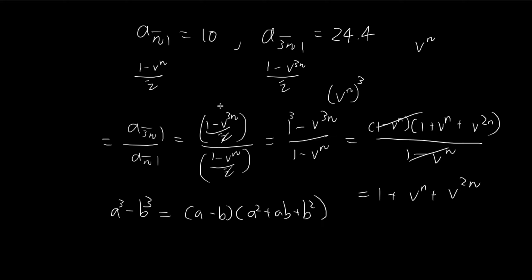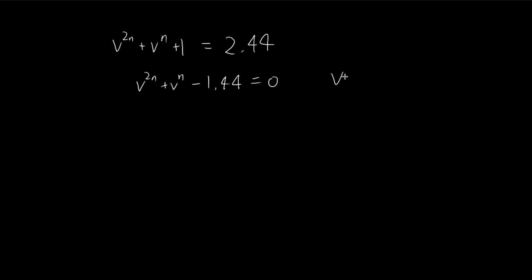And then don't forget, on the left-hand side, we can find the numerical values of these expressions. This is essentially 24.4 divided by 10, so it's 2.44. So now we actually have an equation: v to the power of 2n plus v to the power of n plus 1 is equal to 2.44. So v^2n plus v^n minus 1.44 is equal to 0. This is actually just a quadratic equation. In case you can't see it, I can let v to the power of n be equal to x. This is just x squared plus x minus 1.44.